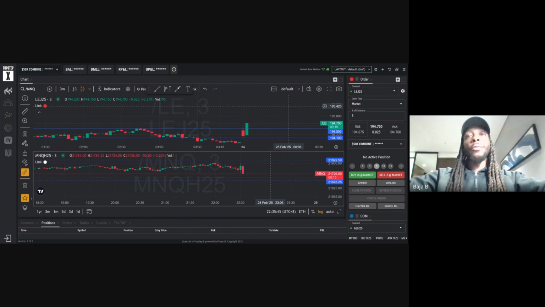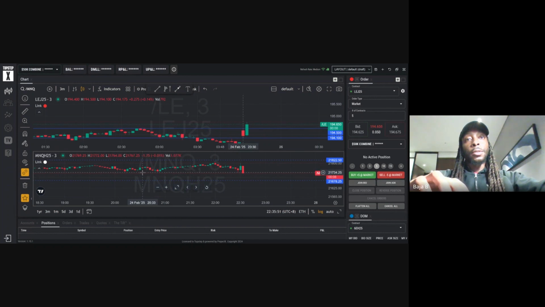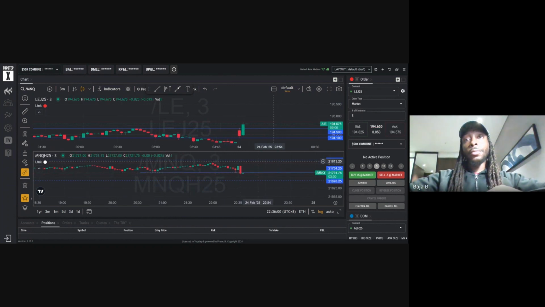I don't really see any reason to take a trade. There's no setups. There's no triggers just yet. Just a bunch of nonsense. Just marking off this lower range that we're in right now.